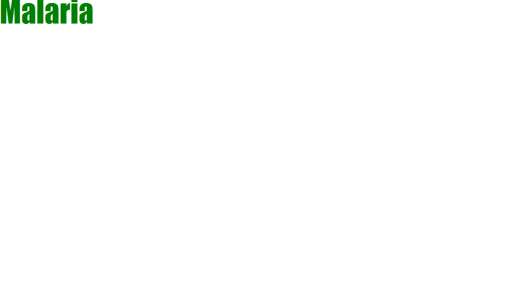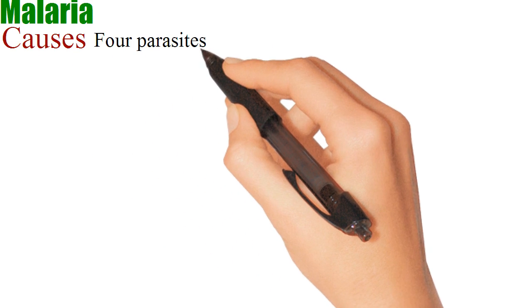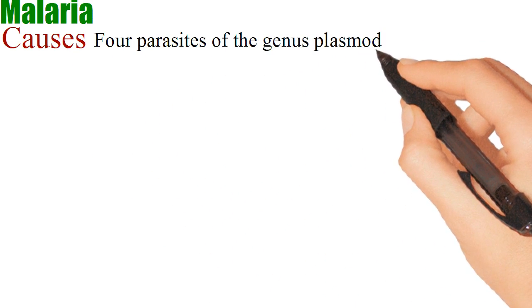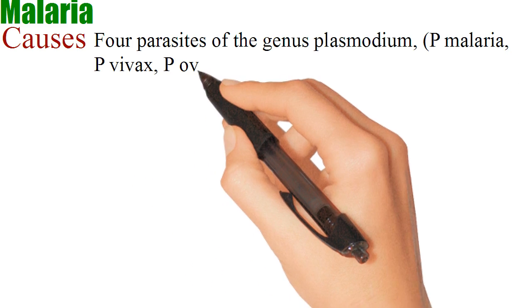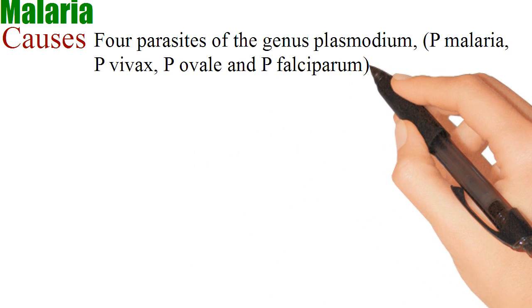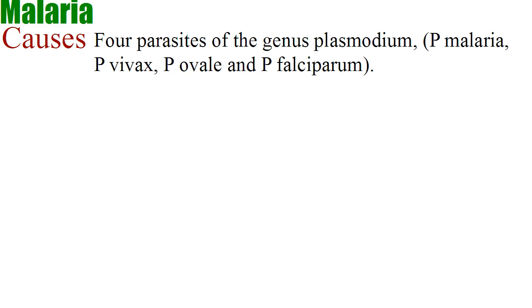Malaria. Causes: four parasites of the genus Plasmodium: P. malariae, P. vivax, P. ovale and P. falciparum. Transmission: mosquitoes carry the Plasmodium and infect humans by biting them.